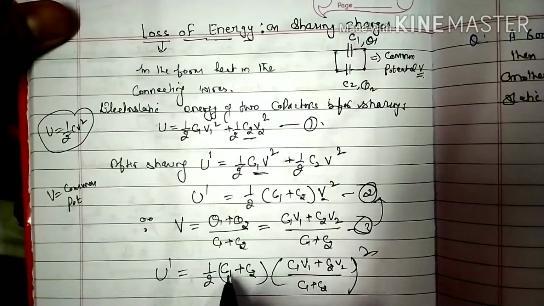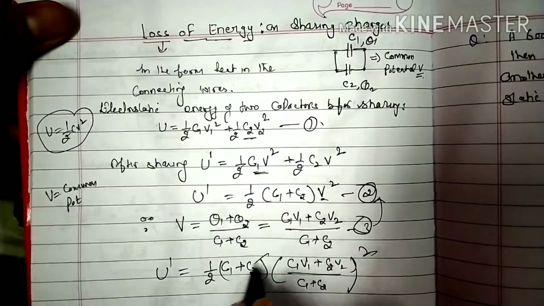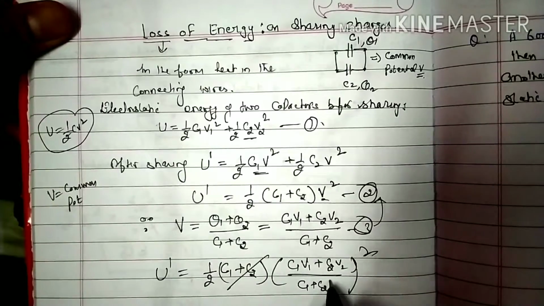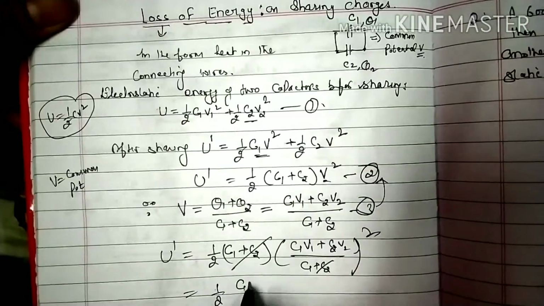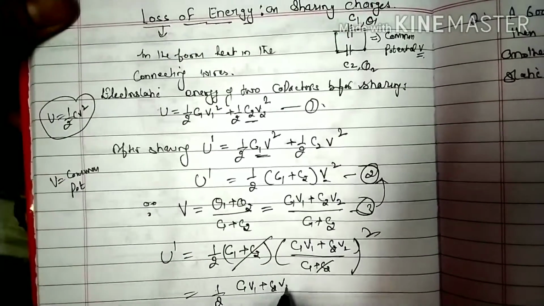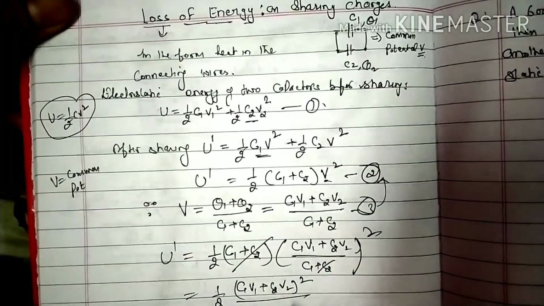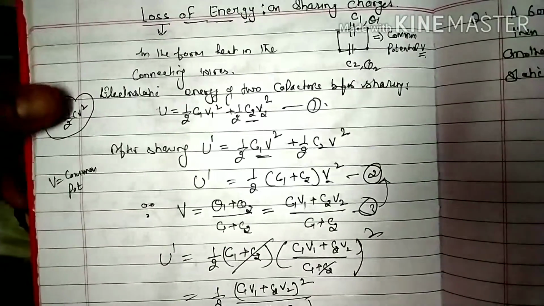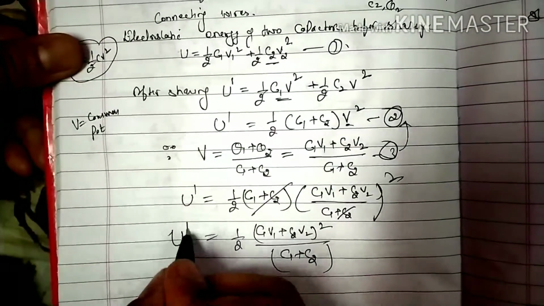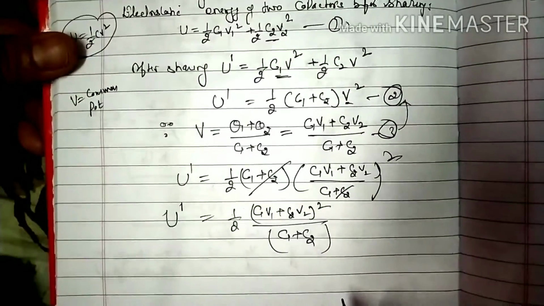So this term will get cancelled. One term will cancel with this term. We get half C1 V1 plus C2 V2 whole square divided by C1 plus C2. So now this is our final energy after sharing.